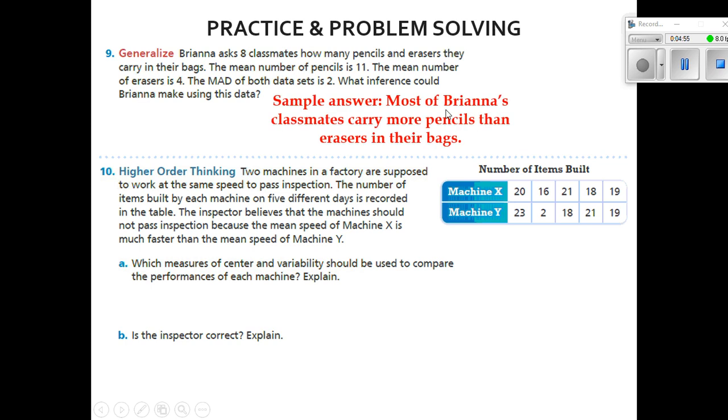Well, she could say that most of Brianna's classmates carry more pencils than erasers in their bags. That makes sense, right? There's an average of 11 pencils in every bag. There's only an average of 4 erasers in each bag.